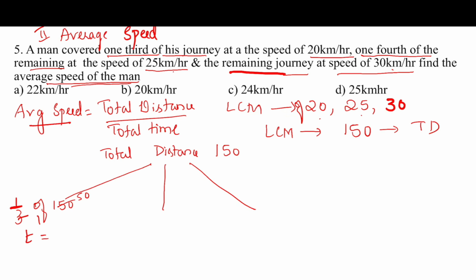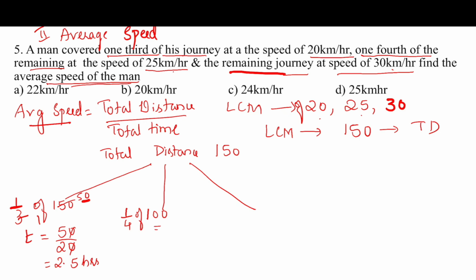So time is distance upon speed. Distance is 50 km, he is covering at 20 km per hour speed. So it is 2.5 hours. 5 by 2 is 2.5. So he's taking 2.5 hours to cover 1/3 of 150. Then 1/4 of the remaining, they are saying. Now 50 has gone, isn't it? From 150, 50 km has gone because 1/3 of 150 is 50. So remaining is how much? 100 km. So 1/4 of the remaining he is covering at 25 km per hour.